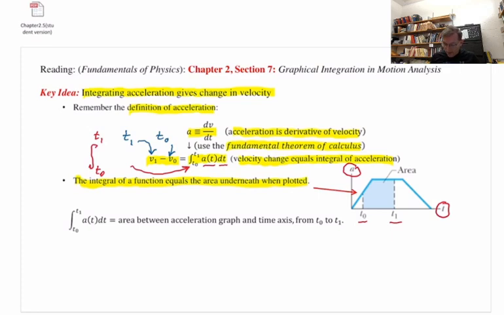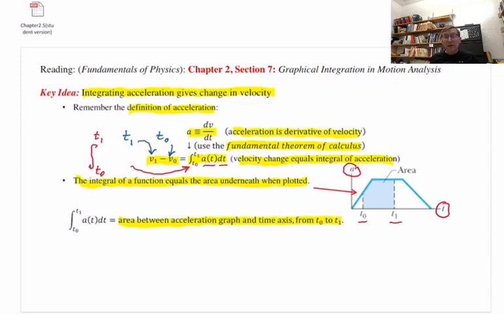Okay, so here we have it. This is the main thing you need to know. If you need to integrate acceleration from time t0 to time t1, you merely have to find the area between the acceleration graph and the time axis from t0 to t1.